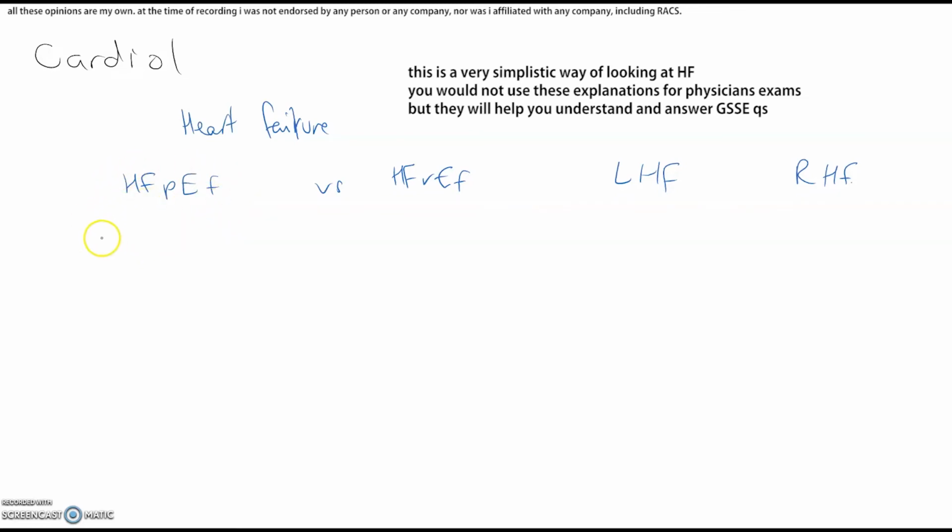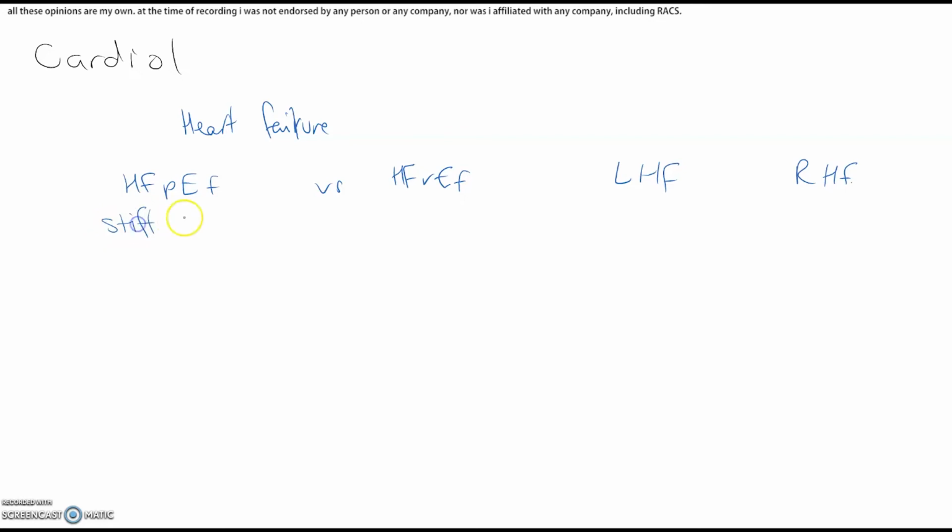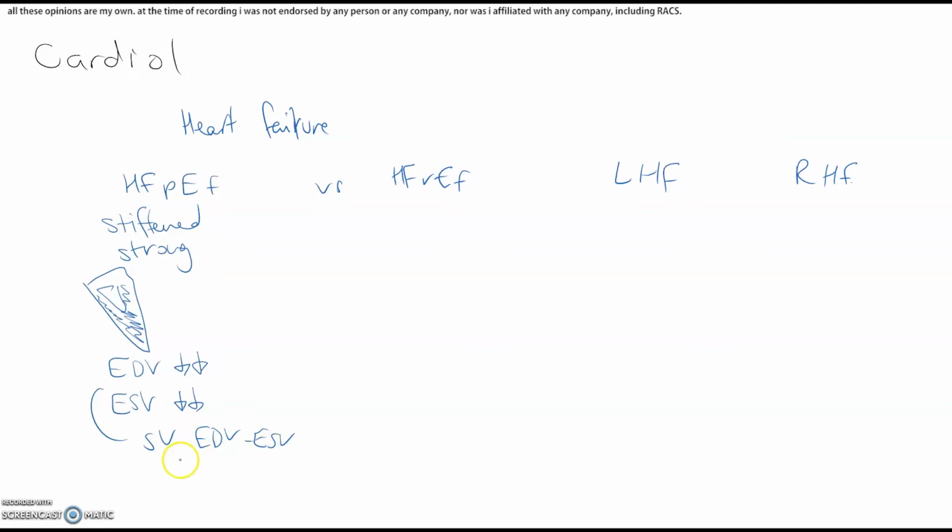So in heart failure with preserved ejection fraction, our ejection fraction remains normal because our left ventricle has stiffened and is very strong, so it has strong contractions. So our ventricle has little space left within it because of the thickness of the ventricular wall. But when this contracts, we can eject a large amount of the actual volume that is left within the ventricle. So our end diastolic volume is actually lowered, but our end systolic volume also remains low, which means that our stroke volume, which is a function of EDV minus ESV, remains normal.